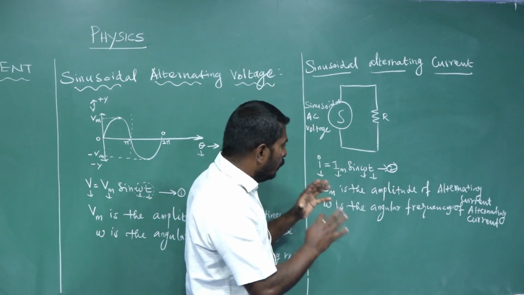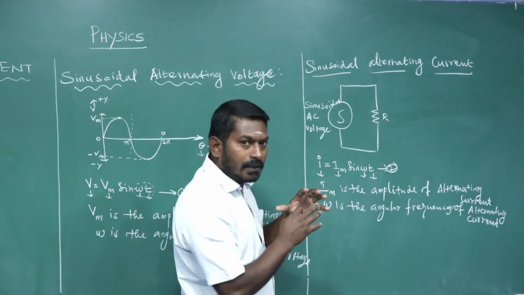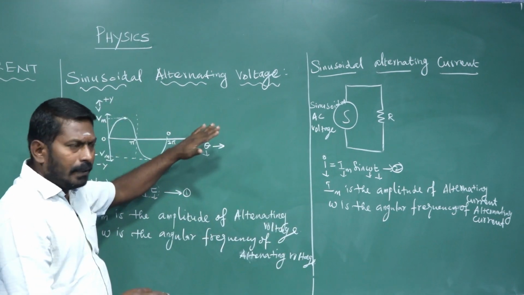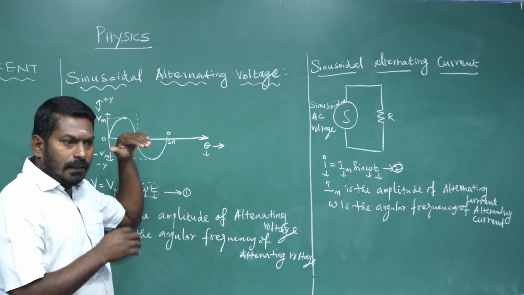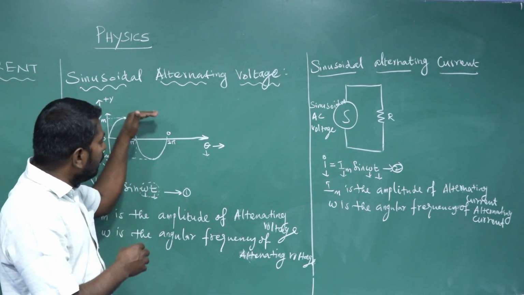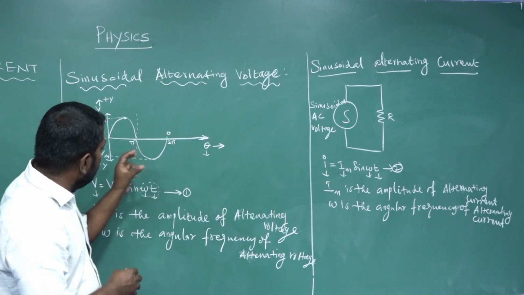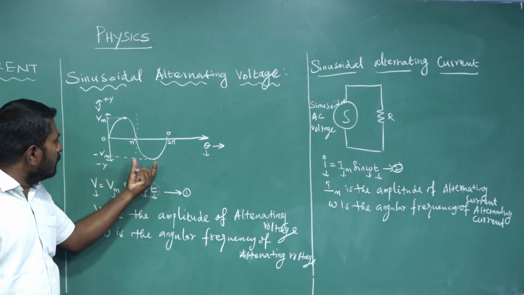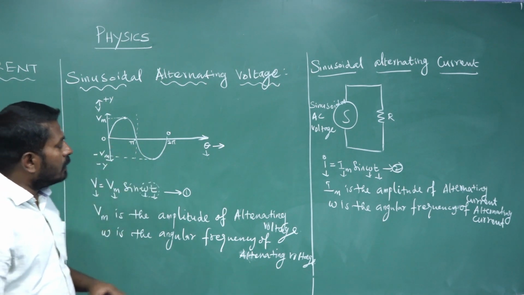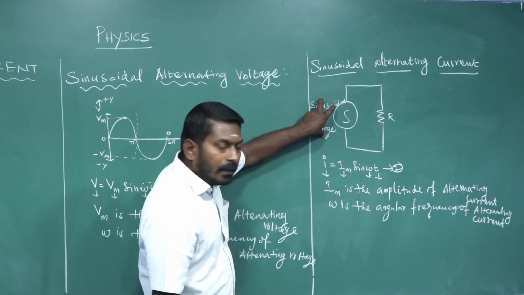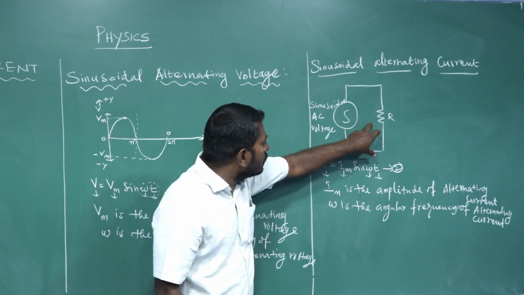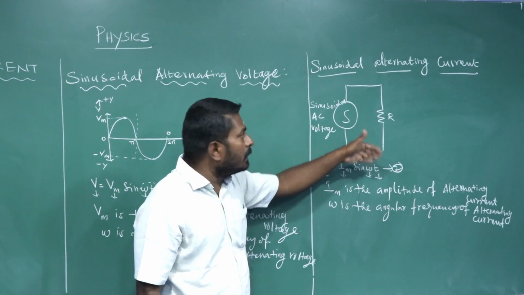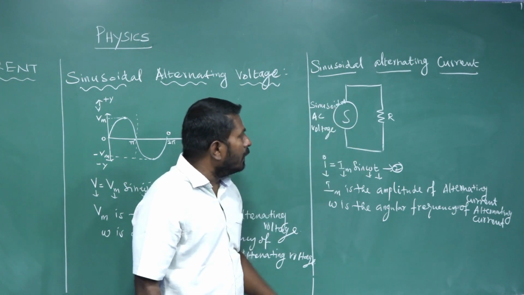So there are two important things in an alternating circuit. One is sinusoidal alternating voltage. Simply, the alternating voltage looks like a waveform, a sine waveform. Then the voltage is called sinusoidal alternating voltage. When a sinusoidal alternating voltage source is connected to a closed circuit, the resulting current flowing in the closed circuit is also sinusoidal in nature. Then the current is called sinusoidal alternating current.